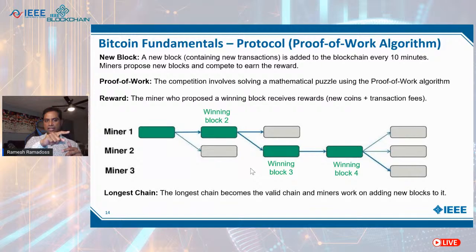You can see the longest chain, if you follow the path of the green blocks, becomes the valid chain. And then the miners start adding blocks to the longest chain. We're only showing three miners. If you check the Bitcoin node network, there are over 12,000 nodes or miners running these. There are also mining pools, which we won't have time to get into, but you can search about mining pools.